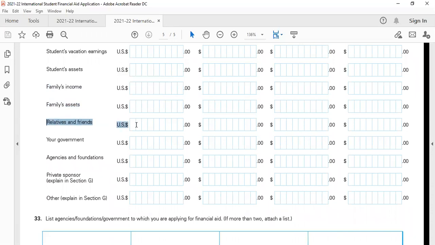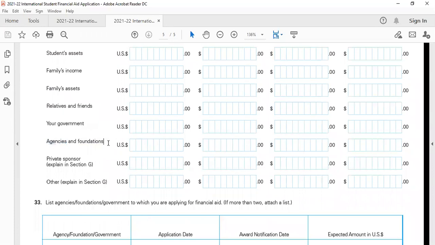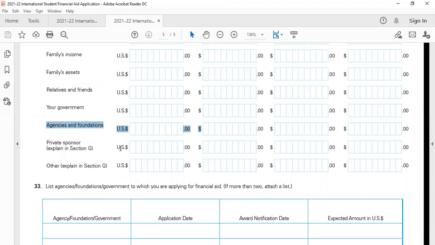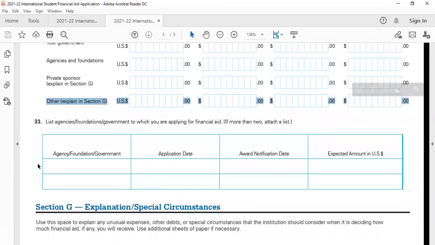If your relatives or friends have committed certain funds towards your education, if your government has committed certain funds, if any agency or foundation has committed any funds towards your education, again, you cannot mention Next Genius over here because you have not yet won a scholarship. Only after you win a scholarship is this amount confirmed. So here you can mention any other foundation that has committed funds towards your education. Private sponsor is any uncle or aunt who has committed funds towards your education. And others, if you have any other source of funding, you can mention that over here.